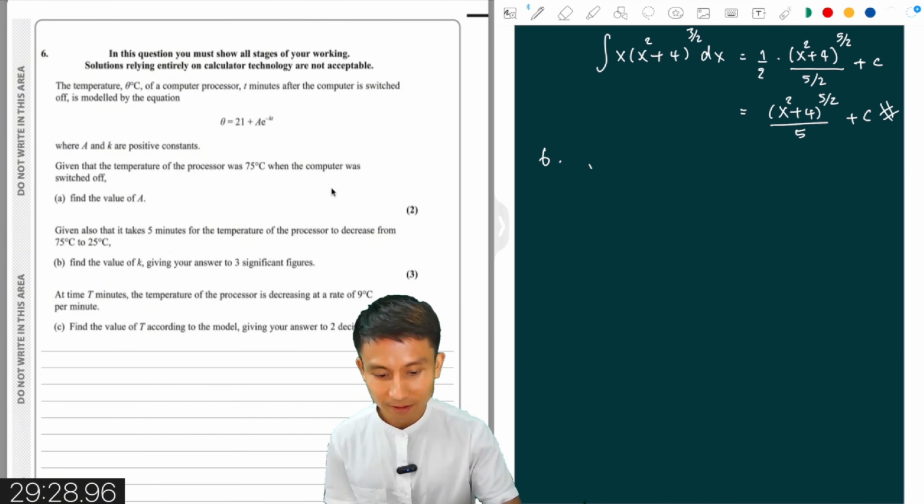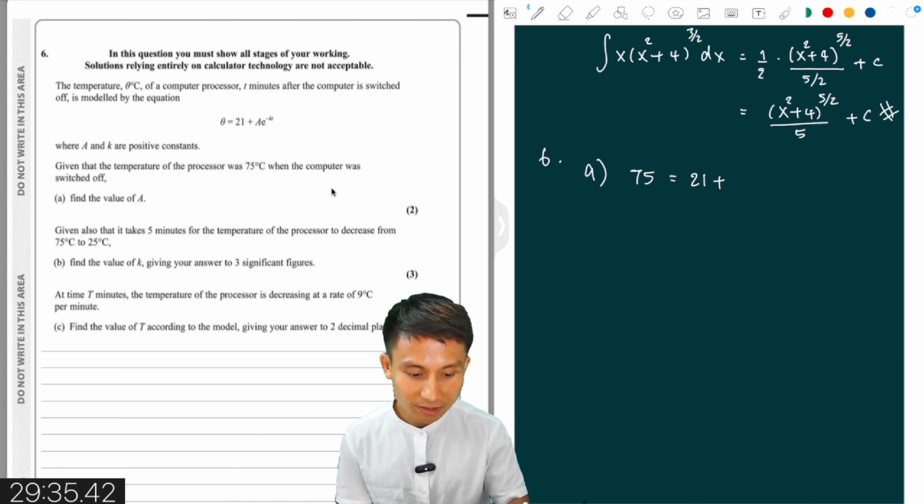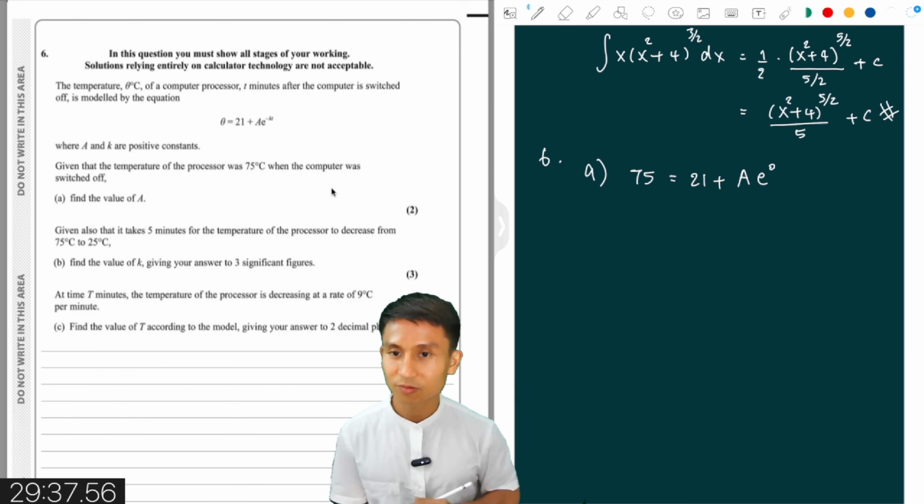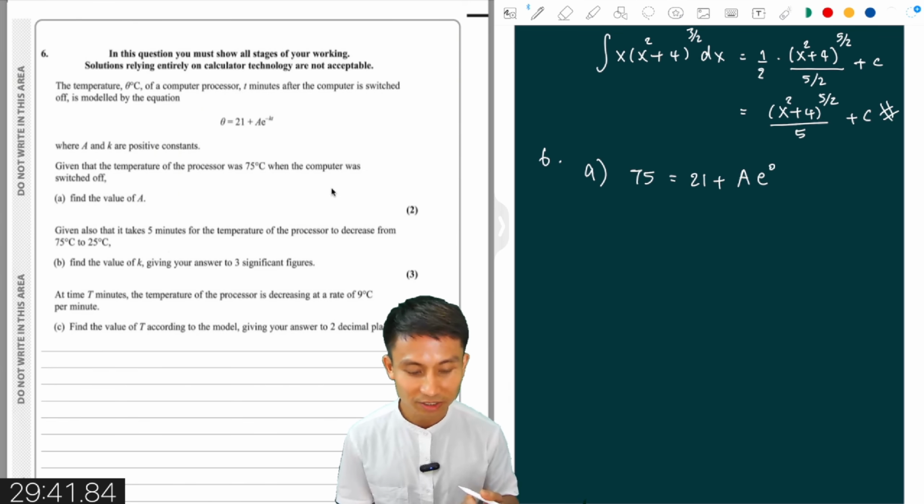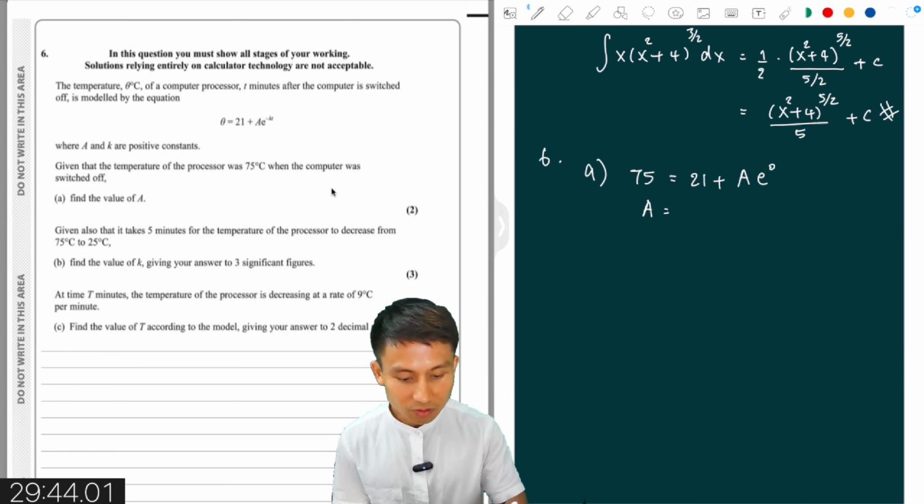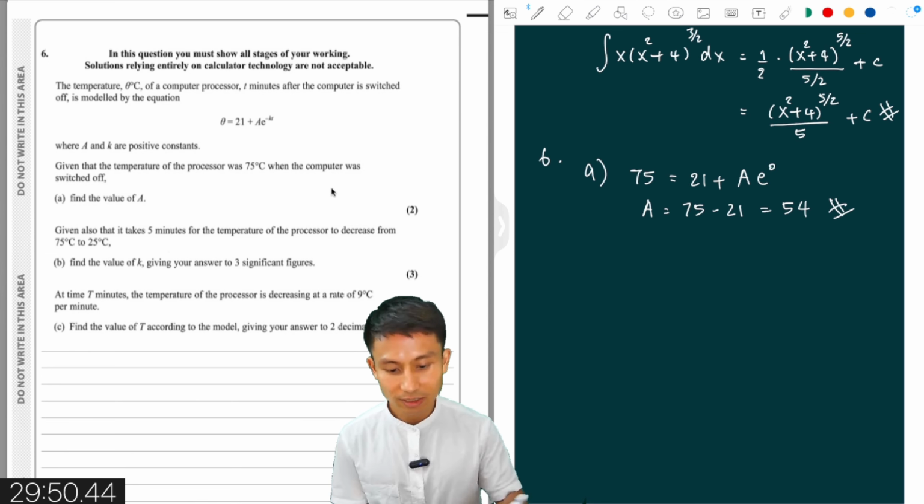Okay, so part A. We put 75 on the left, equals 21 plus a times e to the 0, because t goes to 0 there at the start. This is called the initial condition. So a equals 75 minus 21. That should be easy. 54. All right, so that's my a there.